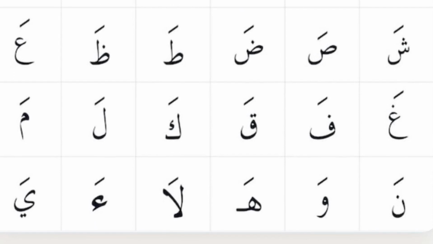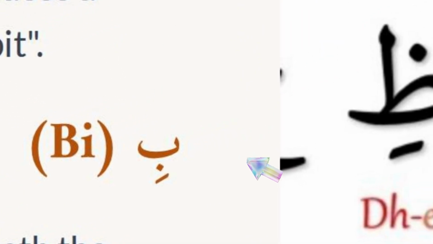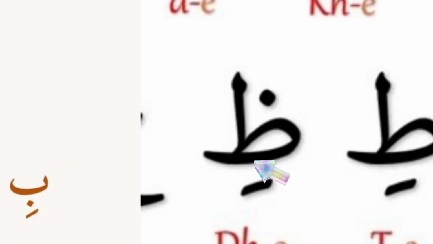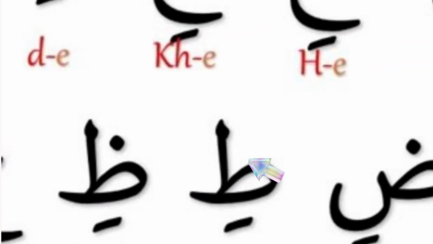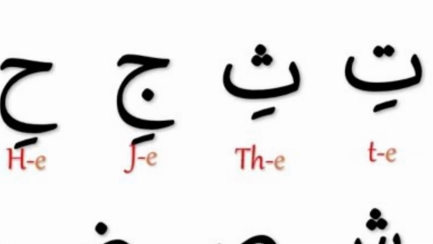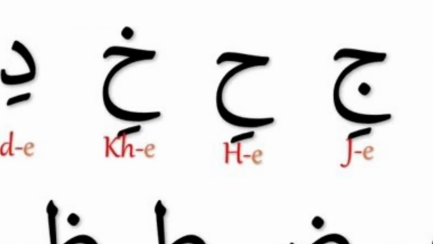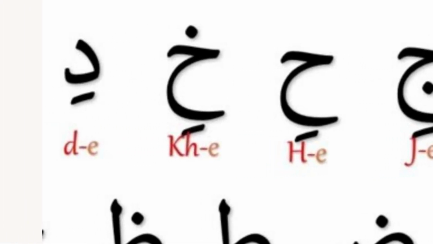sha, and so on. Okay, and we have seen the kasra. The kasra, it's a small, short line below the letter, and it plays the role of I in sit or bit. For example, here we have the letter B. So if we put kasra, it goes like this: bi, bi. So the letters go that way.